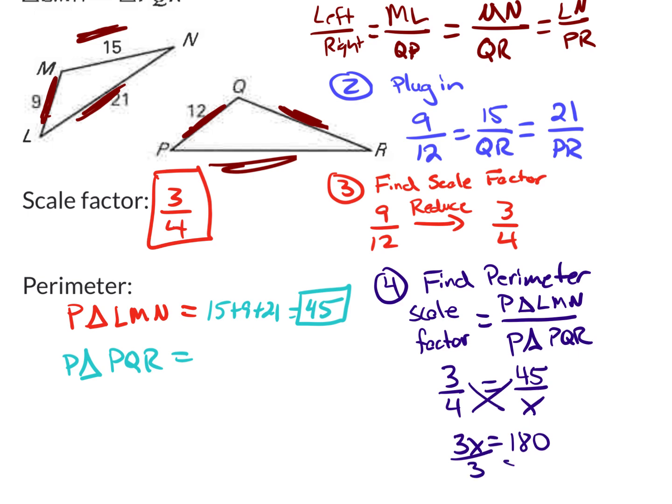Now I just cross multiply and solve out. Okay, so I heard x equals 60. Do you all agree? Yes. So the perimeter of triangle PQR is 60. All right, there's my 3 answers.